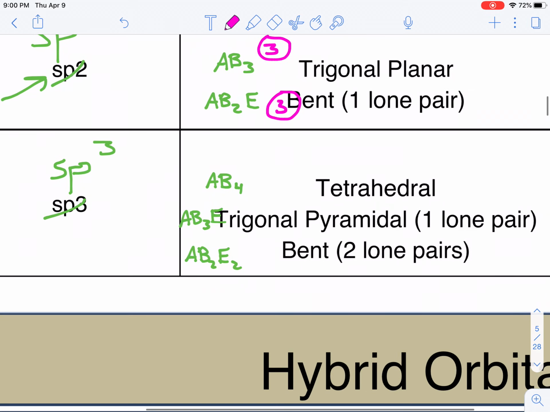4 bonds, 4 regions of electrons around the central atom. 3 bonds, 1 lone pair, 4 regions of electron density around the central atom. 2 bonds, 2 lone pairs, 4 regions of electron density.